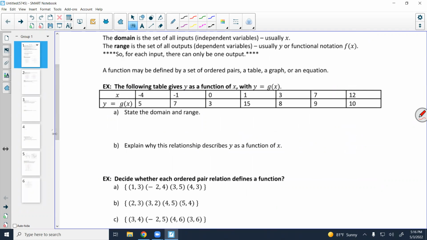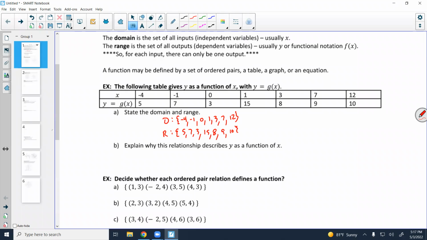So the following table gives y as a function of x, y is equal to g of x. So our domain and our range. Our domain is simply the x values: -4, -1, 0, 1, 3, 7, and 12. Our range is our y values or our g of x values: 5, 7, 3, 15, 8, 9, and 10.